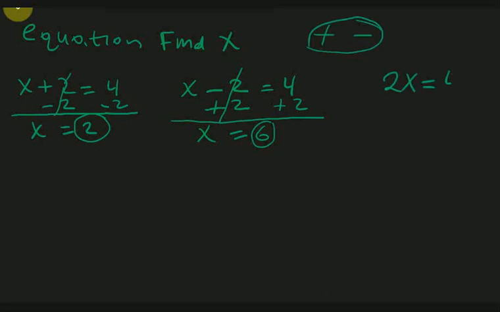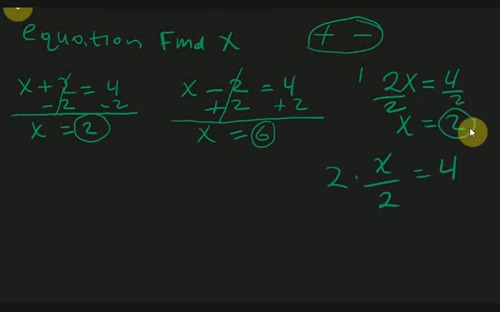What about multiplication? Let's say 2x equals 4. You have to divide. So 2 divided by 2 is x. If you divide here, you have to divide here too. 4 divided by 2 is 2, right? 4 divided by 2 is 2.